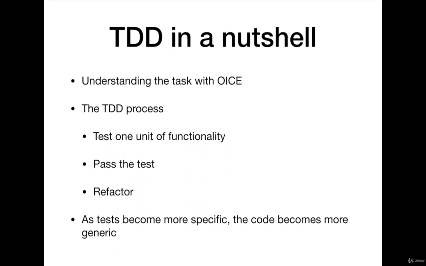In this video, we're going to take an example task and break it down using the OICE technique. OICE is O for output, I for input, C for constraints, and E for edge case.